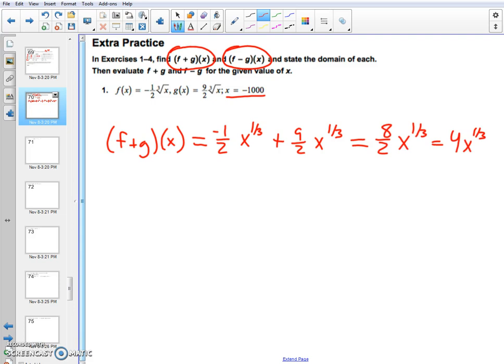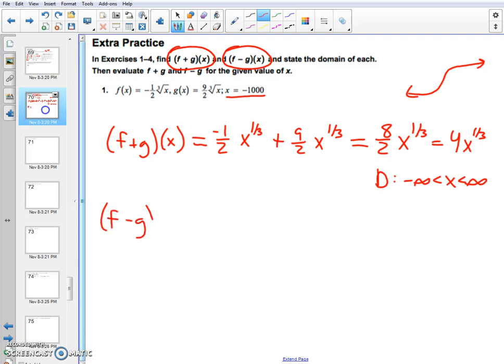All right, and then they ask me for the domain of that. What I want to think about is when we were graphing these, anytime I had a cube root, remember the cube root functions look something kind of like this, where they go forever to the left and forever to the right. So I'm going to say my domain is negative infinity to positive infinity. Okay, let's look at the same thing with subtracting.